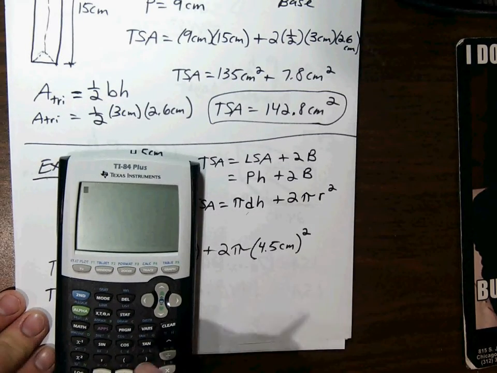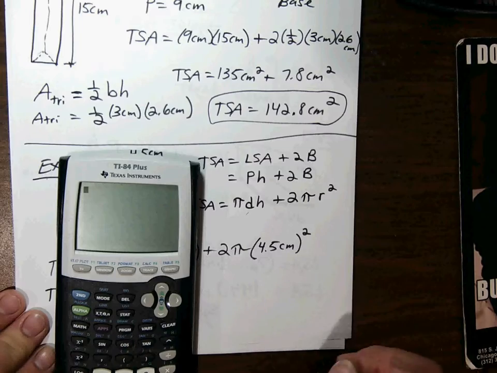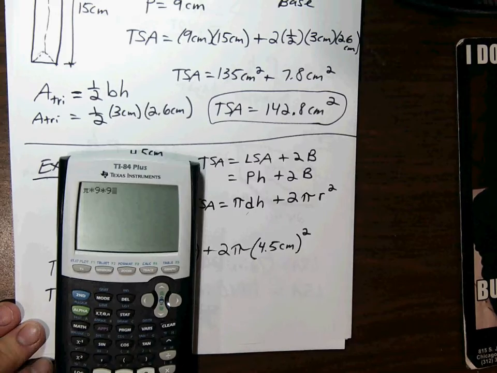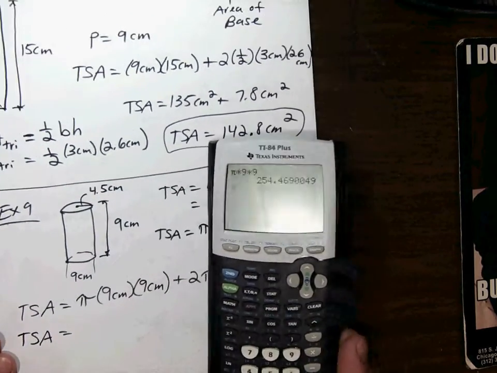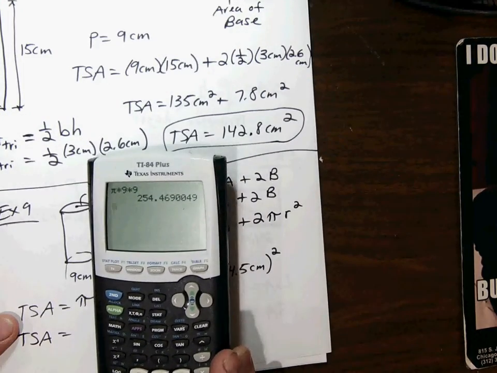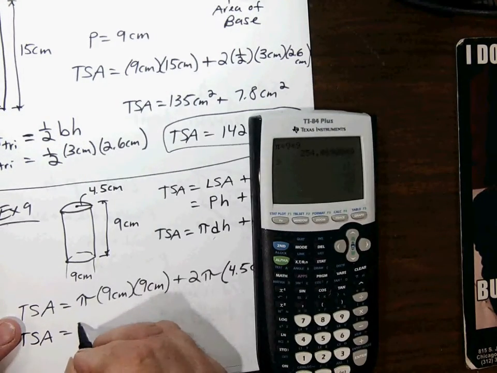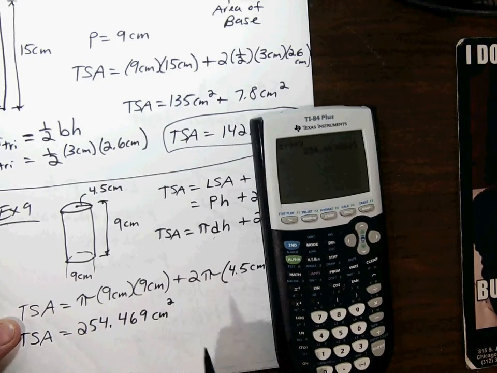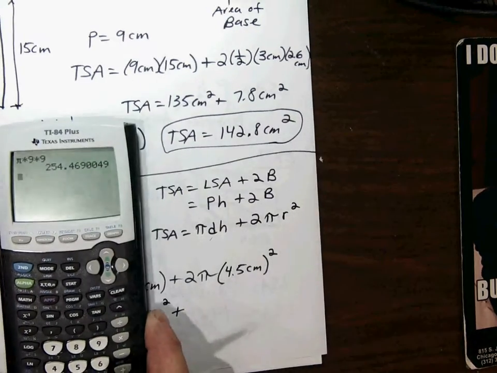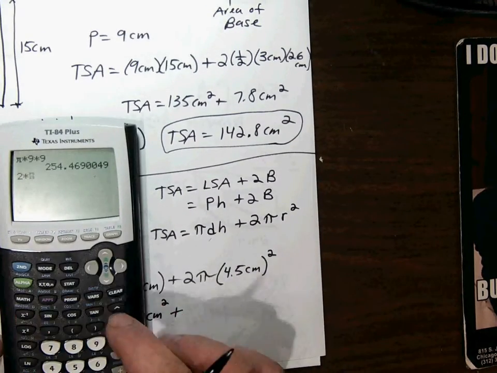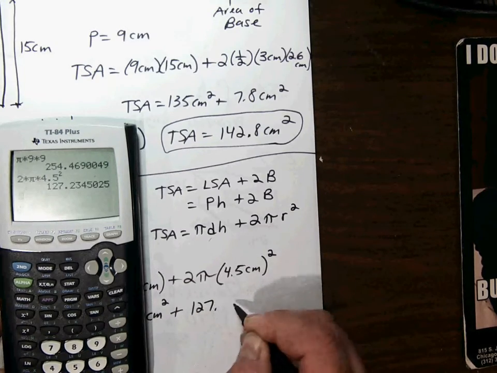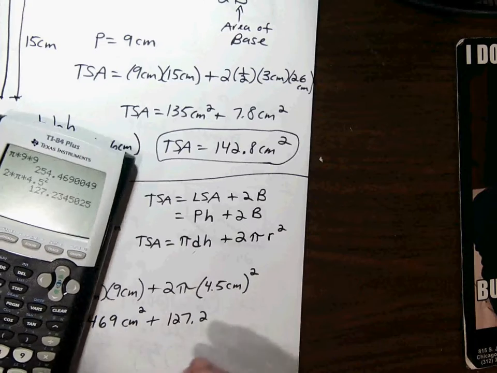So I need to take pi. Now I've got to find pi on a whole new calculator. There it is. Shift button gives me pi times 9 equals 254. We'll hold some decimal places, then we'll round at the end. 254.469, let's say. 254.469 square centimeters plus, what's the other one going to be? 2 times pi times 4.5 squared equals 127.2. How many decimals did I do? 3 decimals.